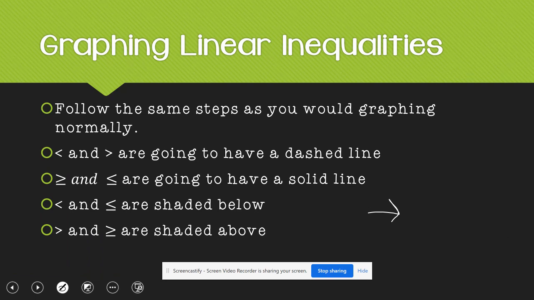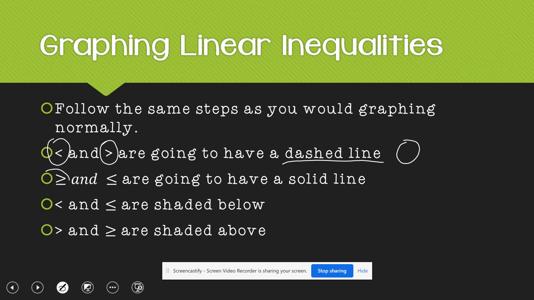So if we have a less than or a greater than sign, they're going to have a dashed line. So think of it as an open circle dashed line. They're not solid. They're not complete because it only includes things that are bigger or less. It doesn't include what actually is, what's equal.